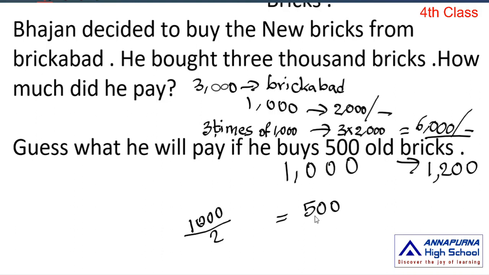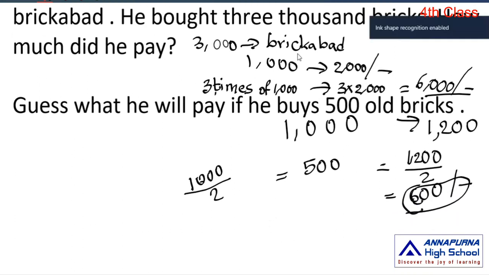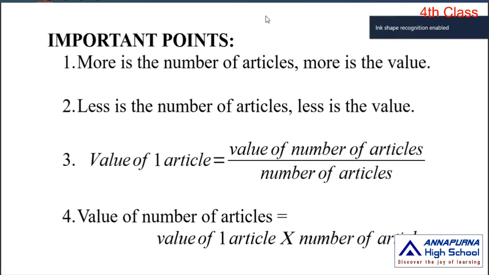So he is asking for half, so just halve the value also. What is the value? 1200. What is the half of 1200? That is 600. So the cost of 500 old bricks is 600. Okay children, is that clear? I hope that you understand.